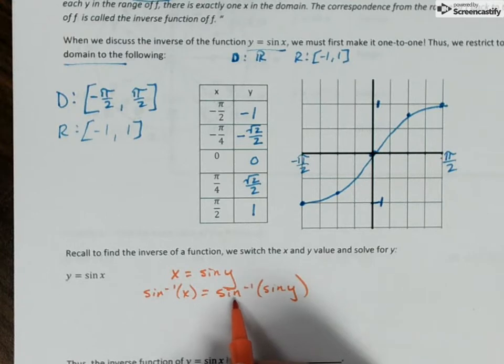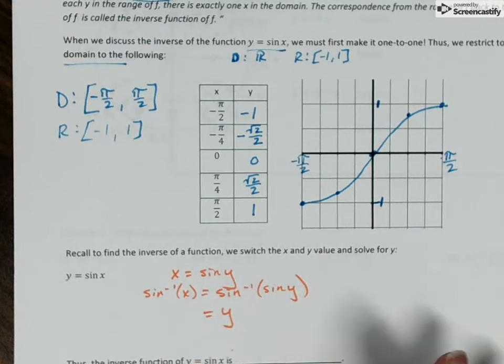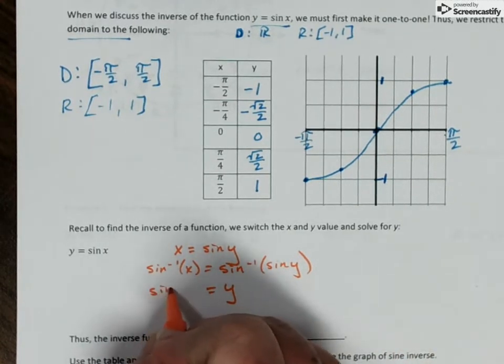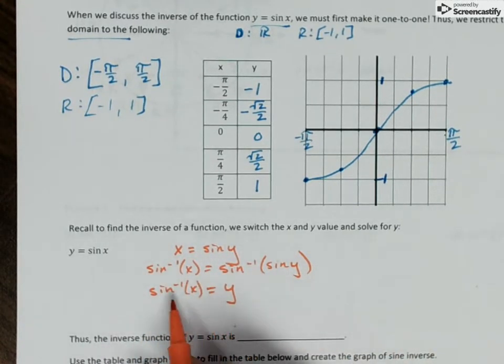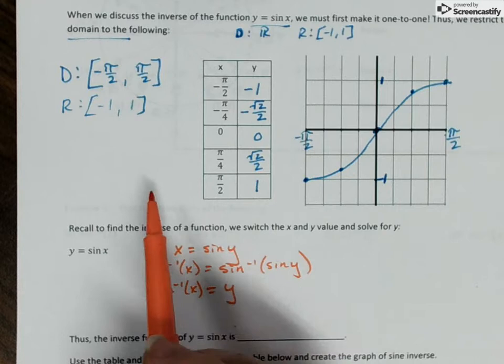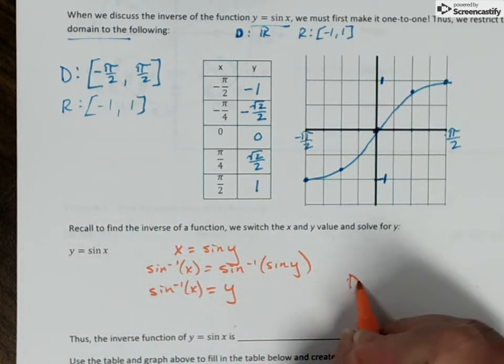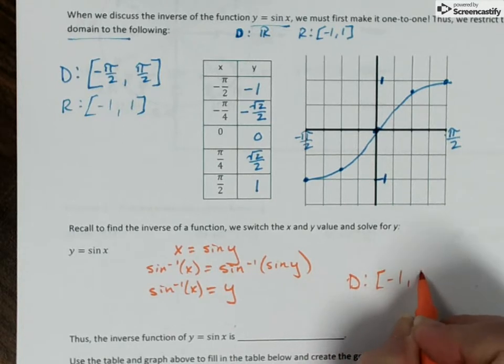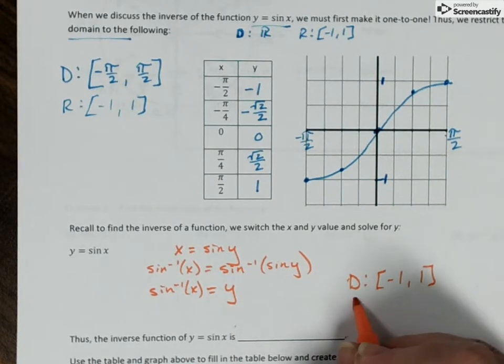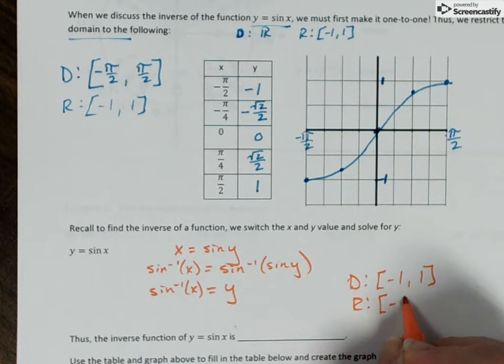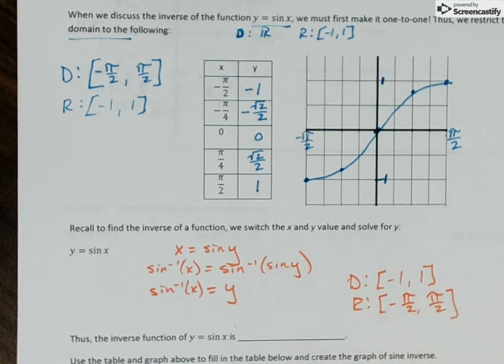And the inverse sine of the sine of y is equal to y. And so the inverse function is equal to the inverse sine of x. But we have to remember that not only did our x and y change places, our domain and range changed places as well. So my new domain is negative 1 to 1, and my new range is negative pi over 2 to pi over 2.